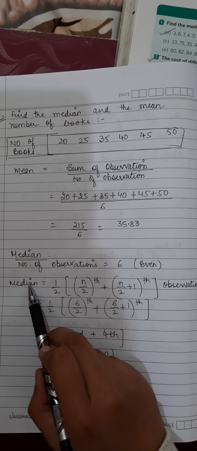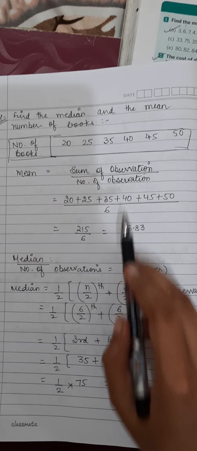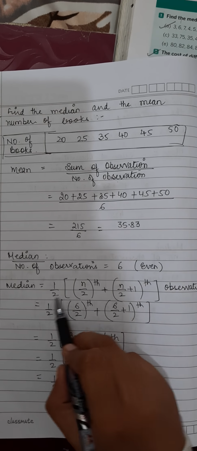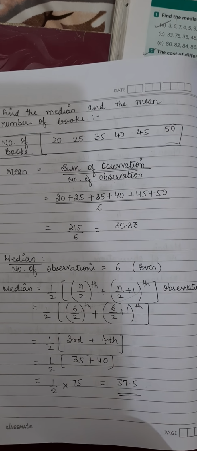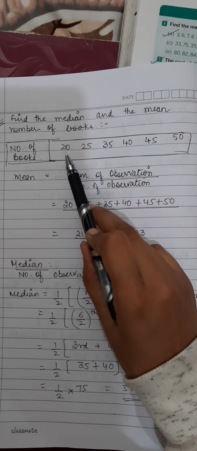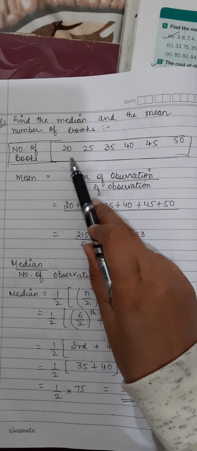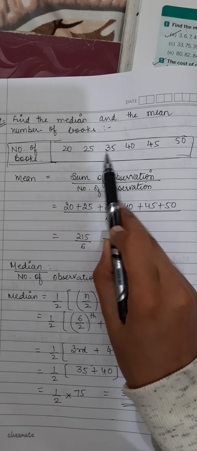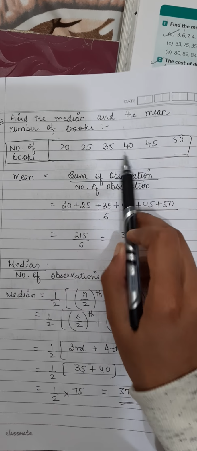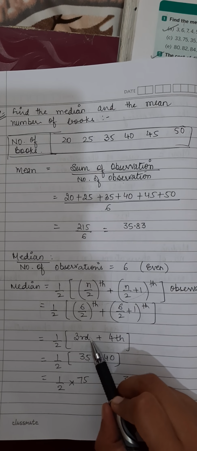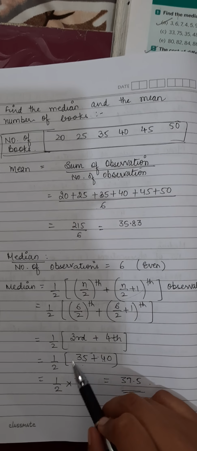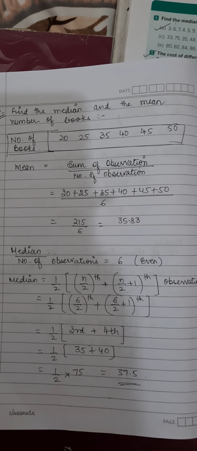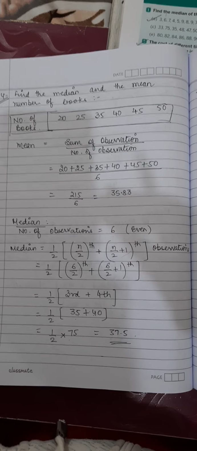Next is median. How many observations are there? 6. You know the formula for 6. Apply the formula and divide it. This is already given in ascending order, so the third will be 35 and the fourth observation will be 40. So instead of the third observation, write 35; instead of the fourth, write 40. Do the sum and divide it by 2. You will get the answer. And this is your question number 4.